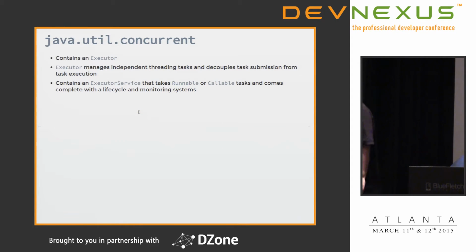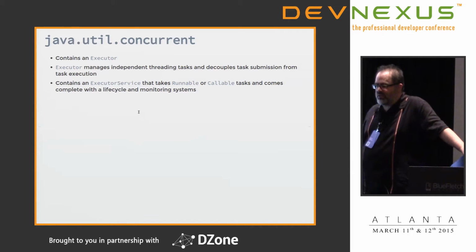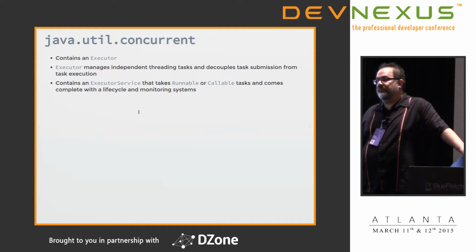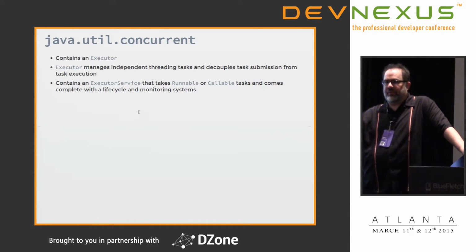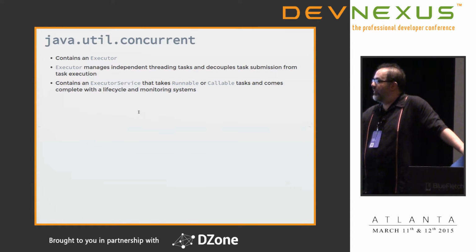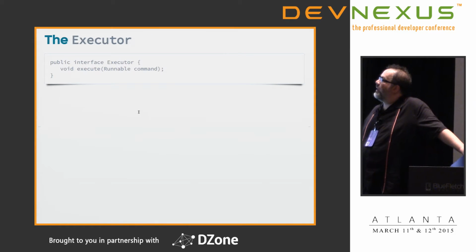So we start our tale with java.util.concurrent. And java.util.concurrent contains an executor which manages threading tasks for us. And that contains also an executor service that takes a runnable or a callable. So, runnable, I think we all know since the early days of Java, public void run. Callable is public void call, but with an argument. Okay? And those are going to be typically asynchronous tasks that will be done on another thread.